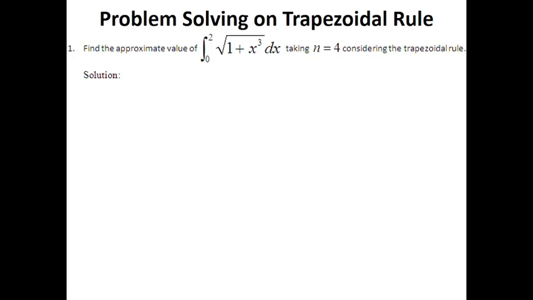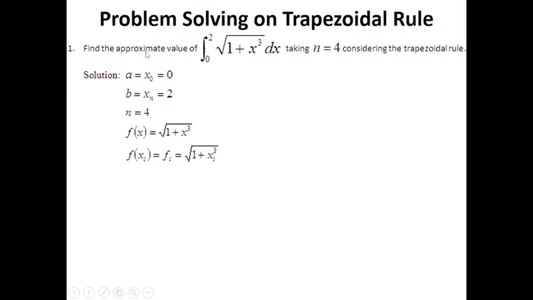So here's a problem. Find the approximate value of the integral of the square root of 1 plus x cubed dx over the range from 0 to 2, taking n equals 4, considering the trapezoidal rule. Take note of the following. This is a and this is b, and this is x sub 0 and this is x sub n. And n is 4.